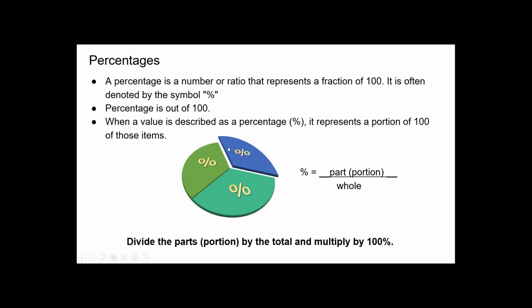So let's say for the whole, you have to add all these up. That's going to be the whole, the total. But now you want to know what blue is. So you'll have a number and you'll set that on top and then multiply by 100. And that's going to give you your percentage. Sorry, I messed up. This should actually have a times 100 here. I'll have to make a note of that on Canvas. So here, divide the parts or portion by the total and multiply by 100.